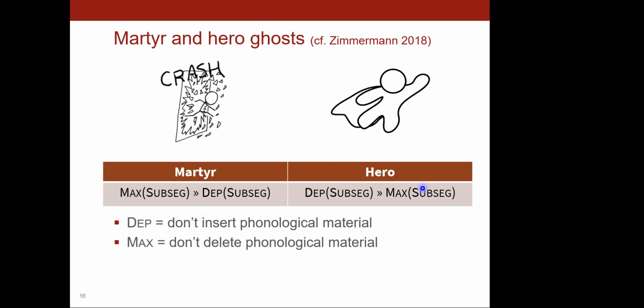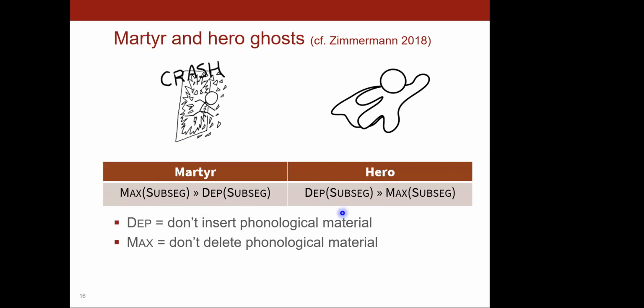But notice how these two constraints, so Max-Subseg, don't delete the ghost, ranked above Dep-Subseg, don't realize it or don't insert it. Notice how the rankings that we need to produce martyr behavior and to produce hero behavior involve the same constraints. If we had both martyr ghosts and hero ghosts in the same language, we wouldn't know how to rank these two constraints with respect to one another.